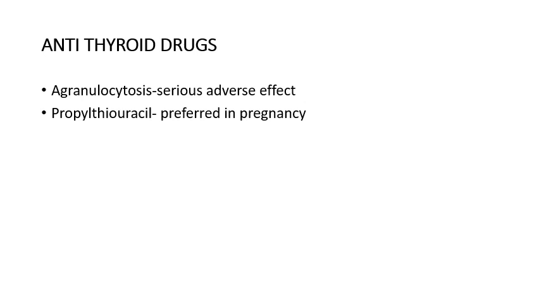Propylthiouracil is a drug which is preferred in pregnancy because it is safer and it doesn't cause any embryotoxic effect. Methimazole can also be given, but it is especially avoided during the first trimester of pregnancy because it has proven to cause embryotoxicity. So propylthiouracil is the safest drug and is preferred in pregnancy.